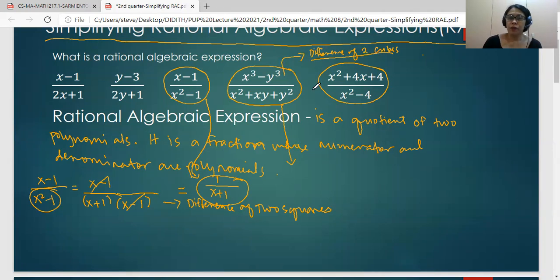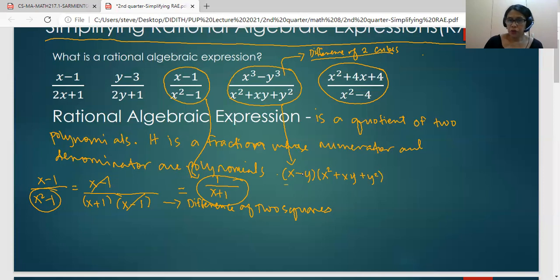Going back to our factoring lesson, the cube root of x cubed is x, then copy the operation minus, while the cube root of y cubed is y, times the trinomial factor. The first term is the square of the first term, x squared, and then the product of x and negative y times negative 1, so this is plus xy, and the last term is the square of negative y, so this is y squared.